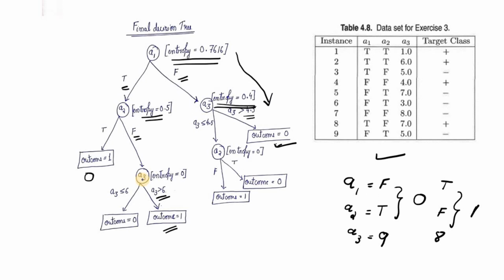So in the next video, we will prove mathematically why the entropy keeps decreasing after splits are performed in a decision tree, proving that information gain is always positive.